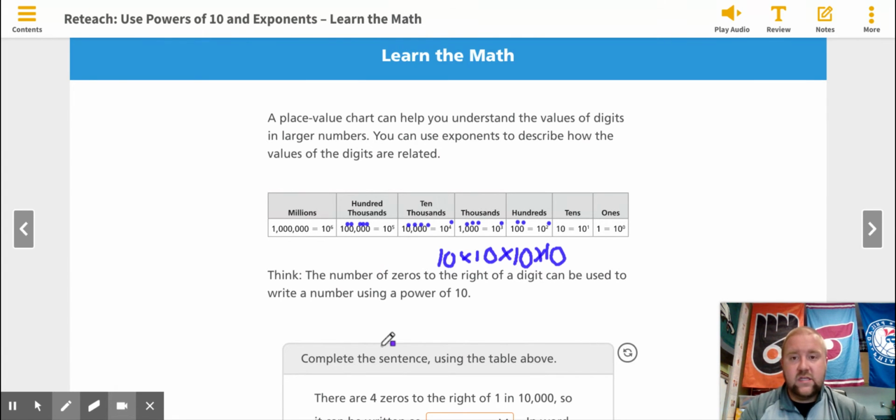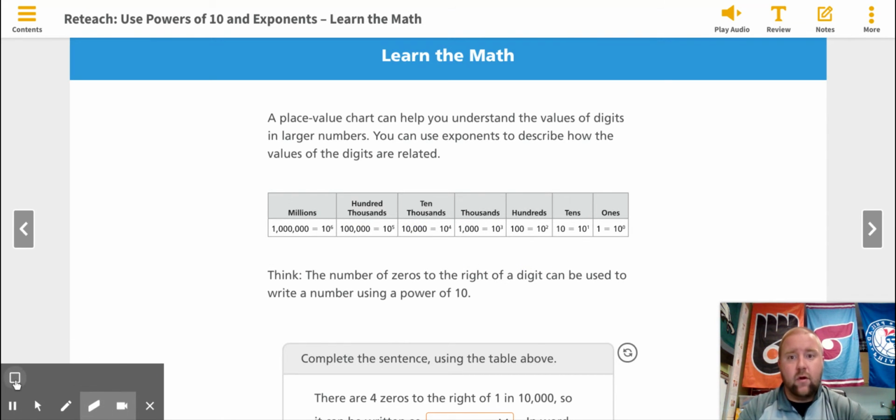All right, so that's the easiest way to understand powers of 10 and how the exponents relate to the zeros in the digit, which is going to be a big thing for us to see later on in this lesson.